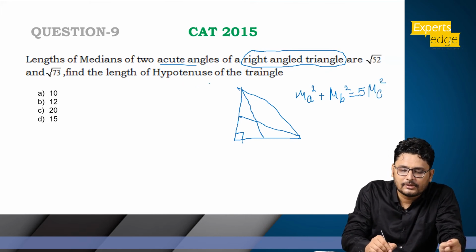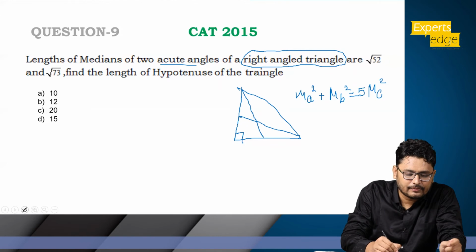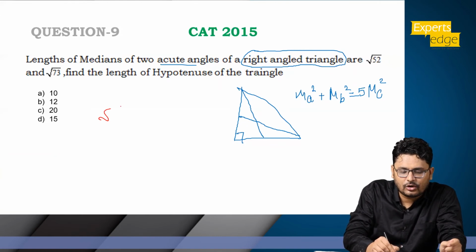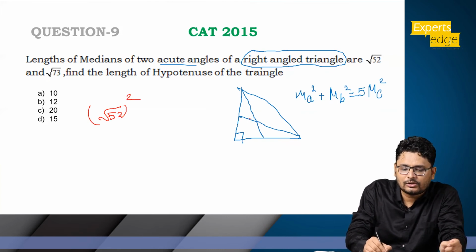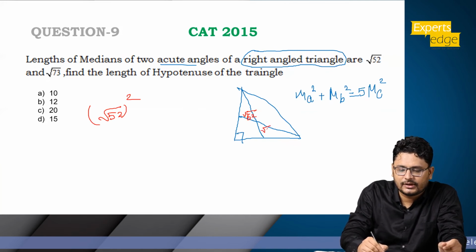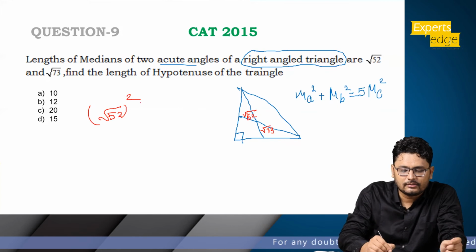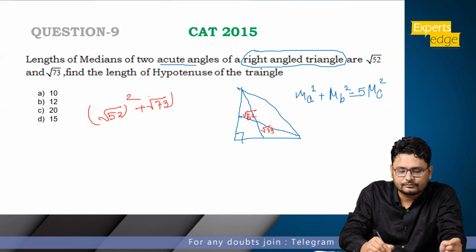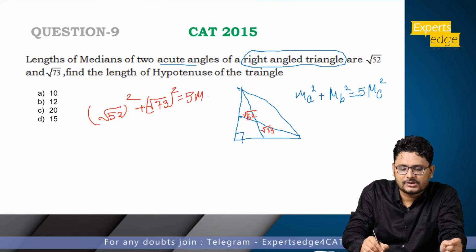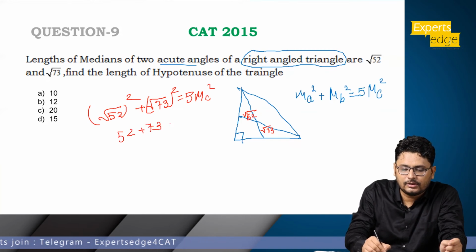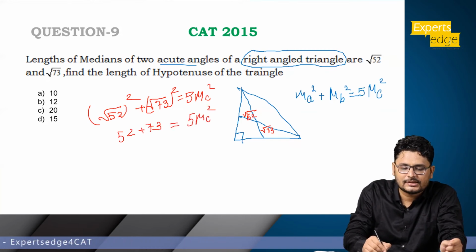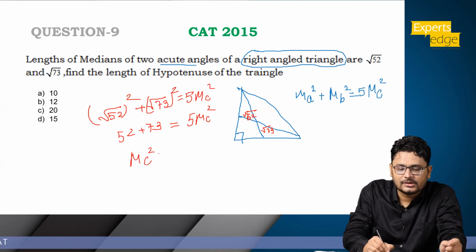So what I know is the median lengths, so just put in that formula. It would be nothing but root of 52 squared, right? He has mentioned the two acute angle medians, so the length of one will be root of 52 and the second will have length root of 73. So squaring, it is 5 times MC square. So basically 52 plus 73 equals 5 times MC square. So basically 125 by 5, MC square is equal to 25. So MC I will get is 5.